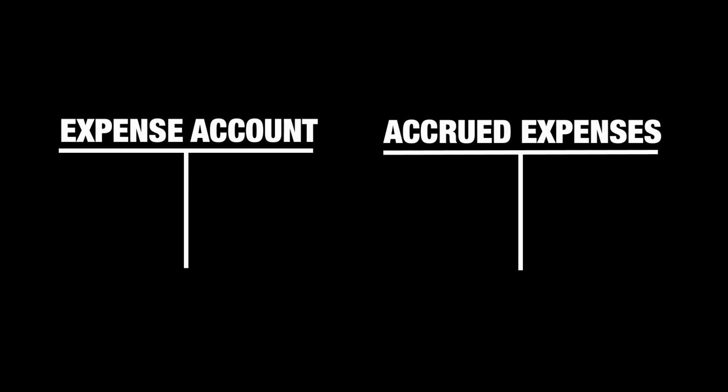We now need to look at how to record an accrued expense. The double entry, therefore, to record an accrued expense is to debit the relevant expense account, increasing the balance, and credit the accrued expense account to increase the business's liabilities. Now let's put this into an example scenario.